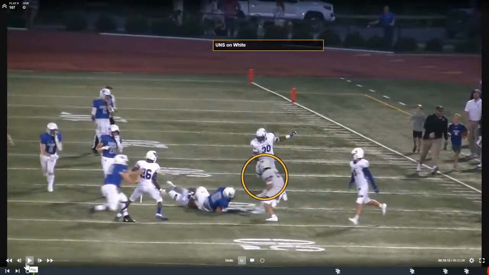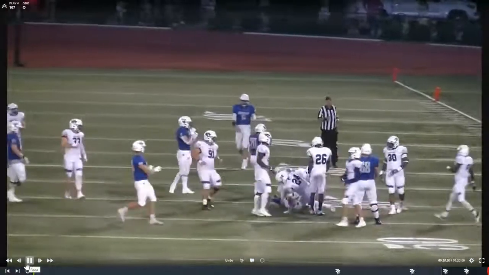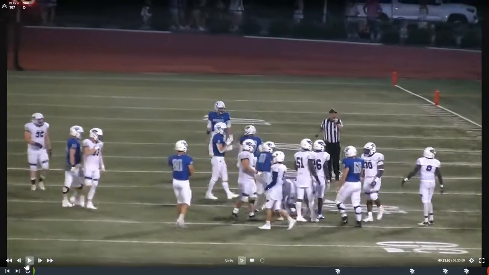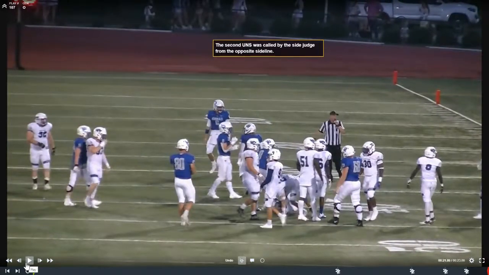you're going to see a late hit by White that we're going to want to flag as an unsportsmanlike conduct foul, because the player in blue is obviously down and we do want to protect him as much as we can. However, blue retaliates, and you'll see a head slap after this play, shoving the white player to the ground.